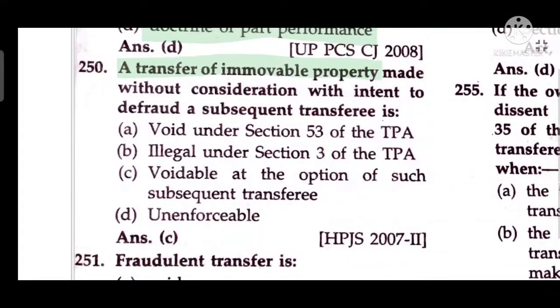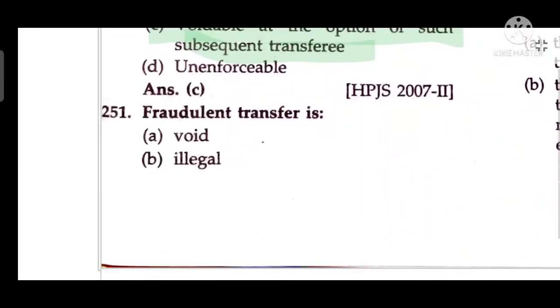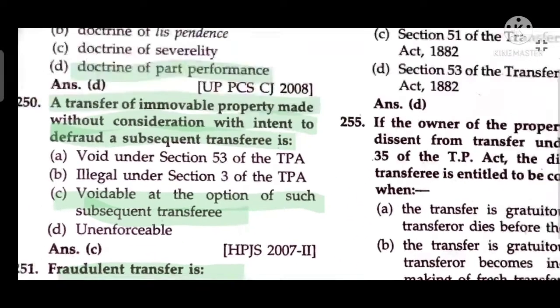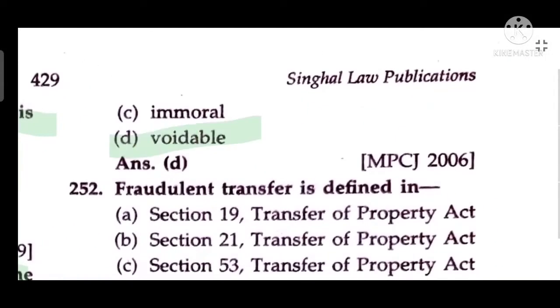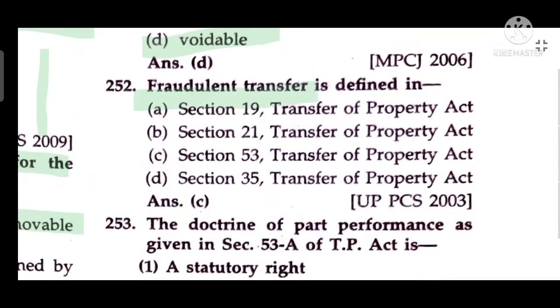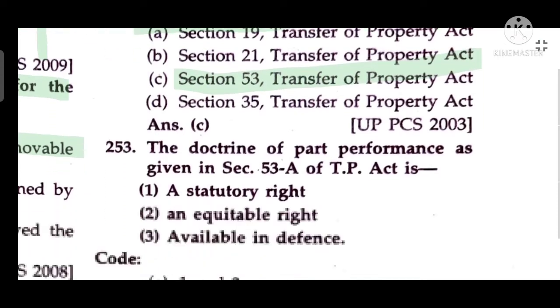A transfer of immovable property made without consideration with intent to defraud a subsequent transferee is voidable at the option of such subsequent transferee. Fraudulent transfer is voidable. Fraudulent transfer is defined in Section 53 of Transfer of Property Act.